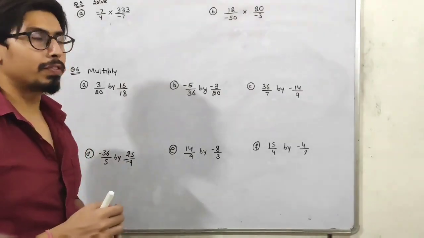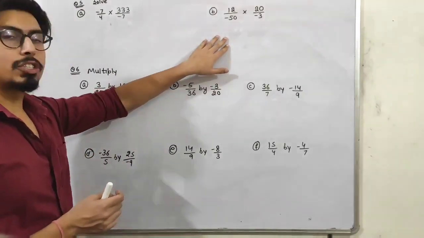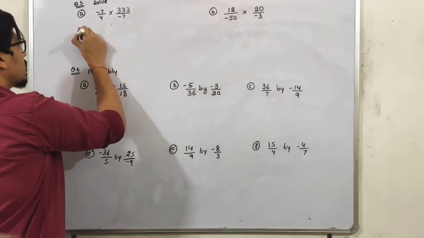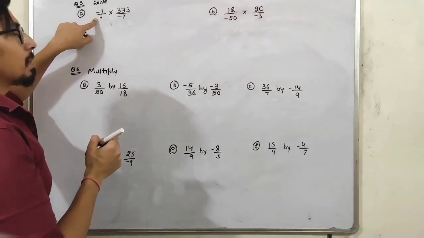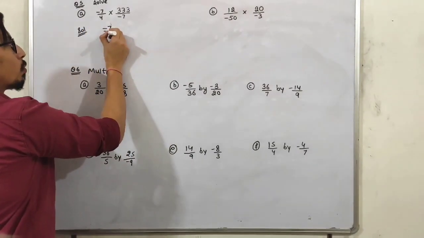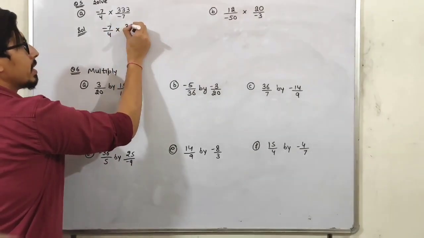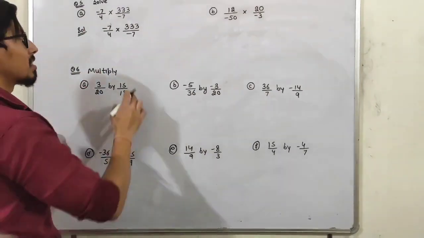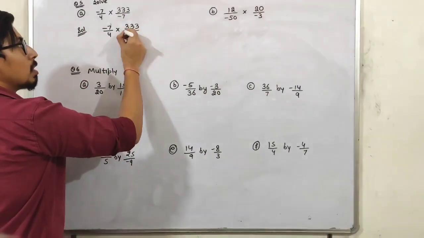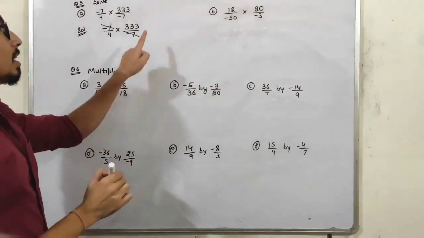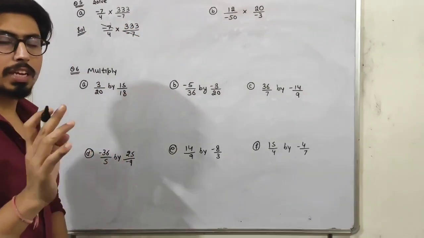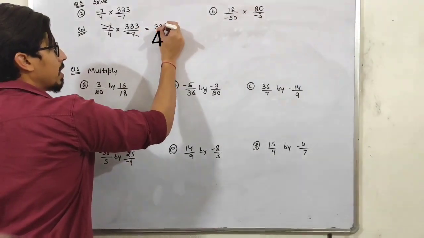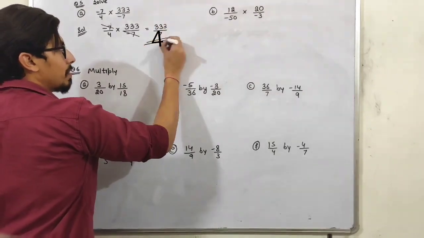Okay, now question number 5 has 2 parts in which we have to just multiply the 2 rational numbers. Okay, students. So see, minus 7 by 4 multiplied by 333 by minus 7. Okay. See students, minus 7 and minus 7 both are same, so we can just cancel them out. Now this 333 and 4, they are not getting cancelled by any number. So just write it as 333 by 4. This is our answer.